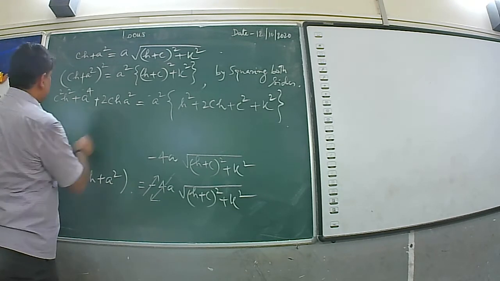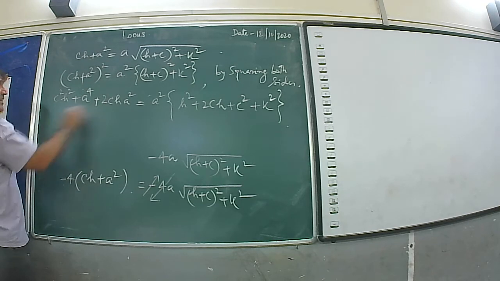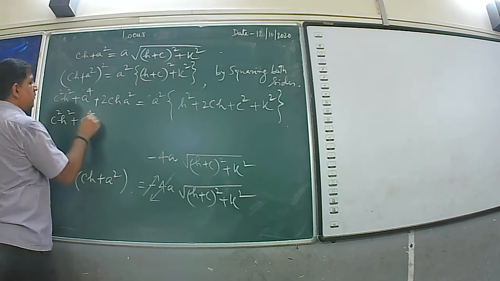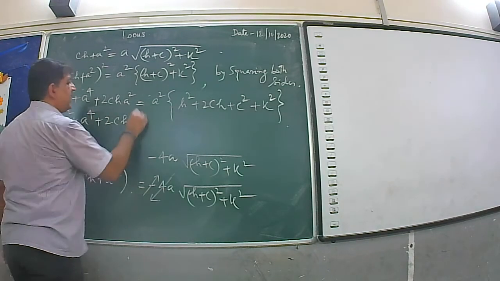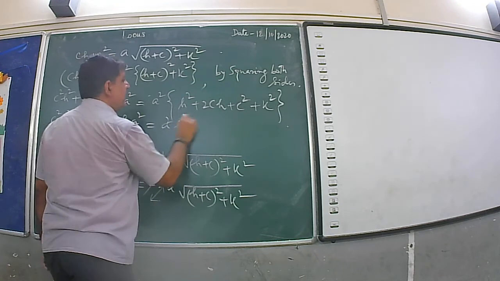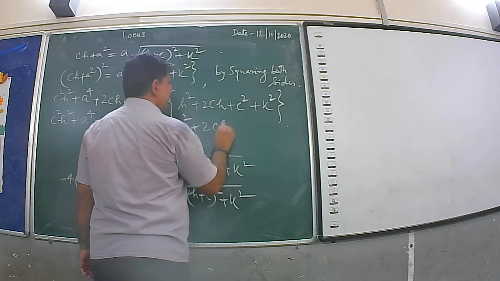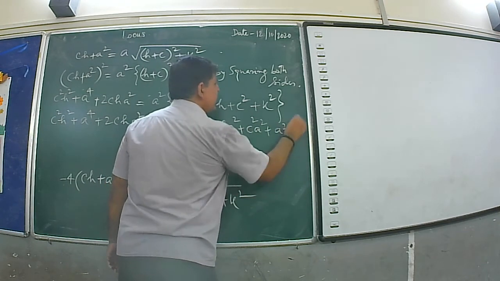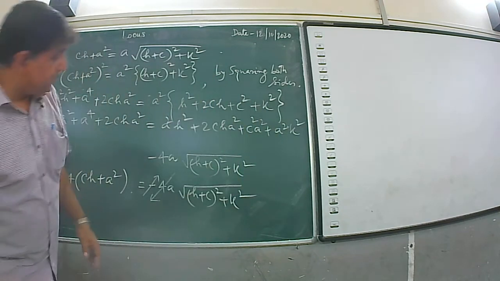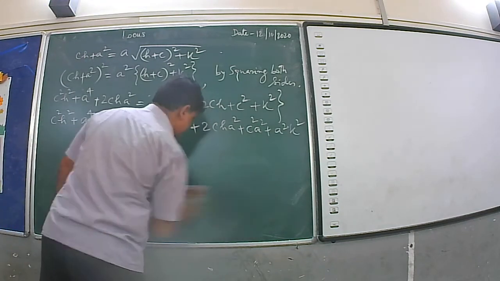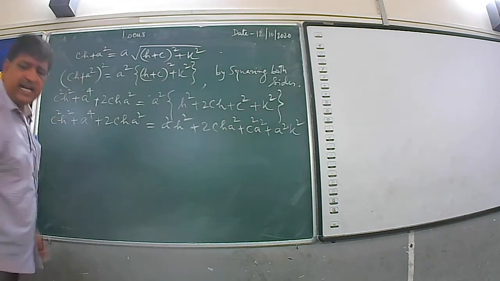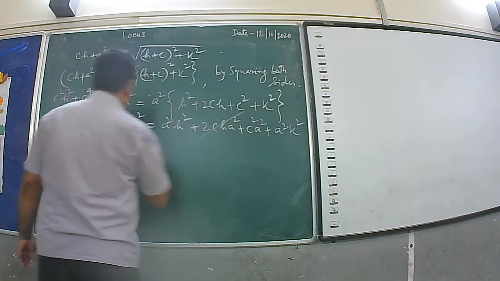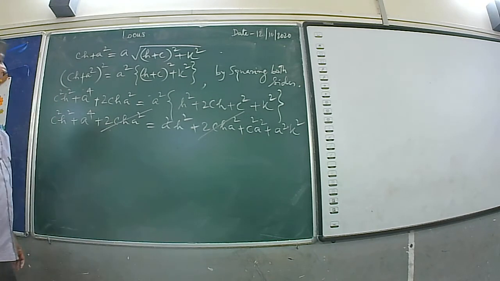Now what happens here? You can write, open this bracket, right hand side also, C square H square plus A power 4 plus 2CHA square is equal to A square H square plus 2CHA square plus C square A square plus A square K square. This result you will get. Now what happens? You see, from here the similar terms from both sides will cancel out. This 2CHA square cancels out with this 2CHA square.